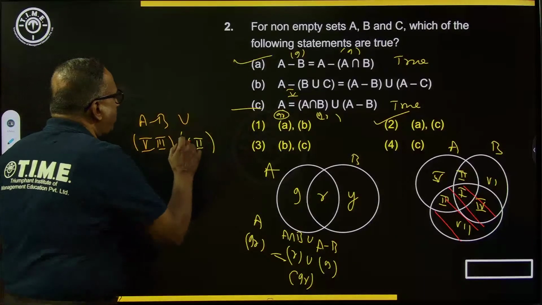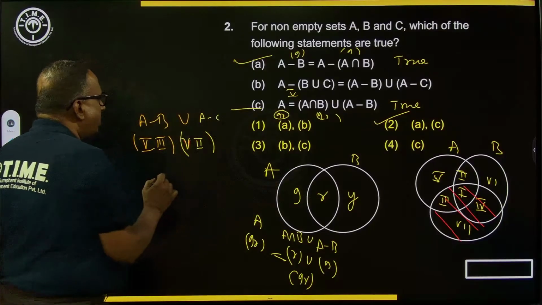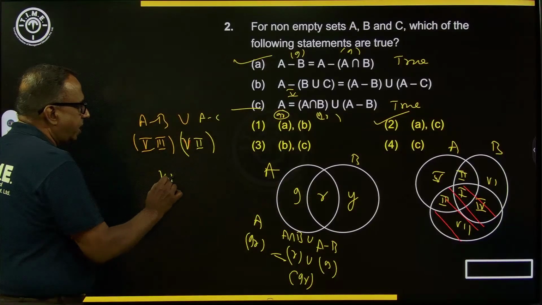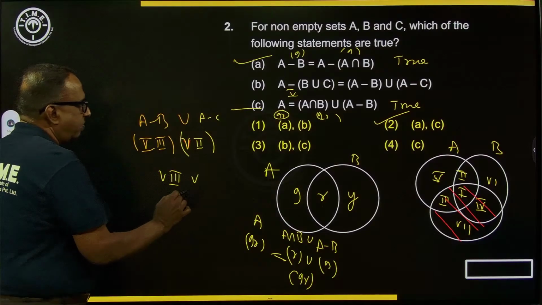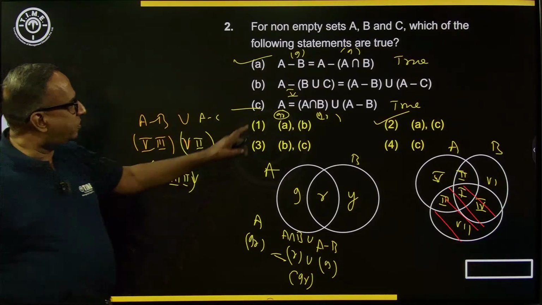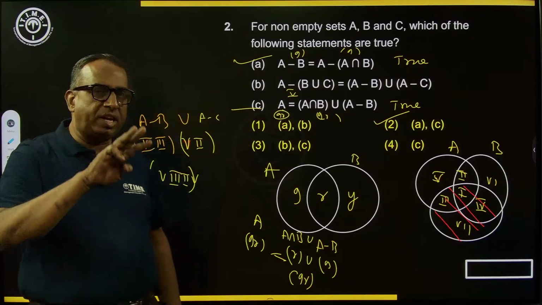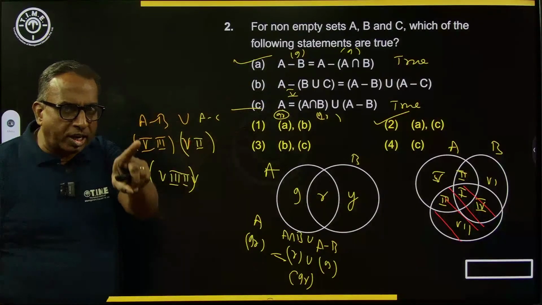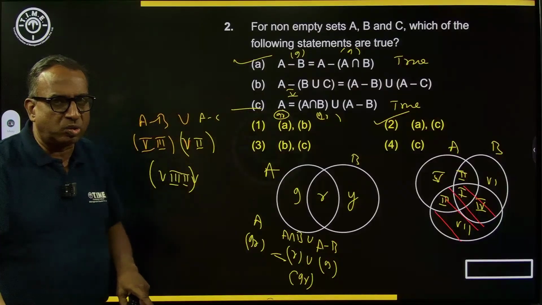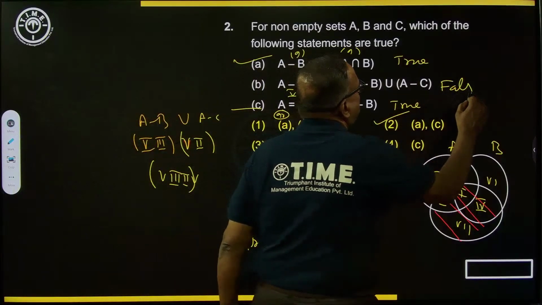So if you go for union of this A minus B, A minus C, what are you going to get? You'll be getting 5, 3 and 2. But left hand side lo otti 5 undi, right hand side lo 5, 3, 2. 3 regions unnai. Left hand side lo okate region undi, right hand side lo matram 3 regions undi. Kabatti this is false.